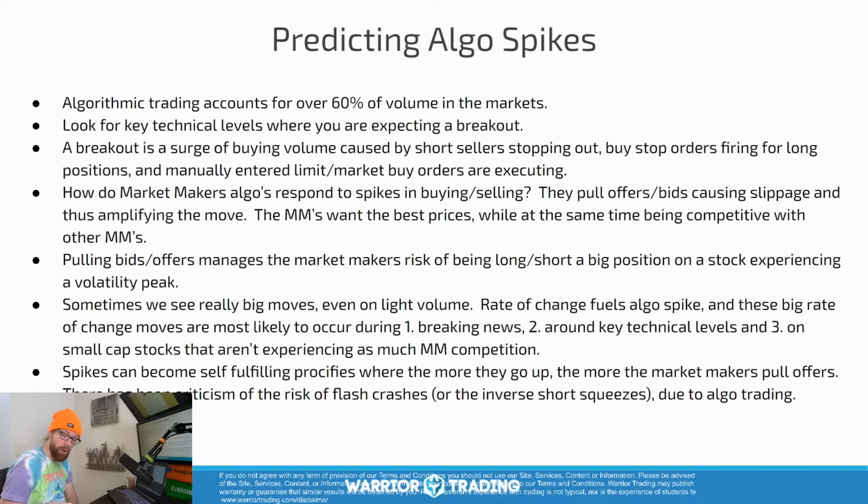Because if they've sold an unlimited number of shares at 605, they're short, right? Now their position is that they're short. And so that's not going to work. And then if they decide they want to buy back, then what's going to happen? So how do market makers respond to spikes in buying or selling? They pull the offers or they pull the bids, depending on whether it's spiking up or spiking down. And you can get a ton of slippage on your orders.